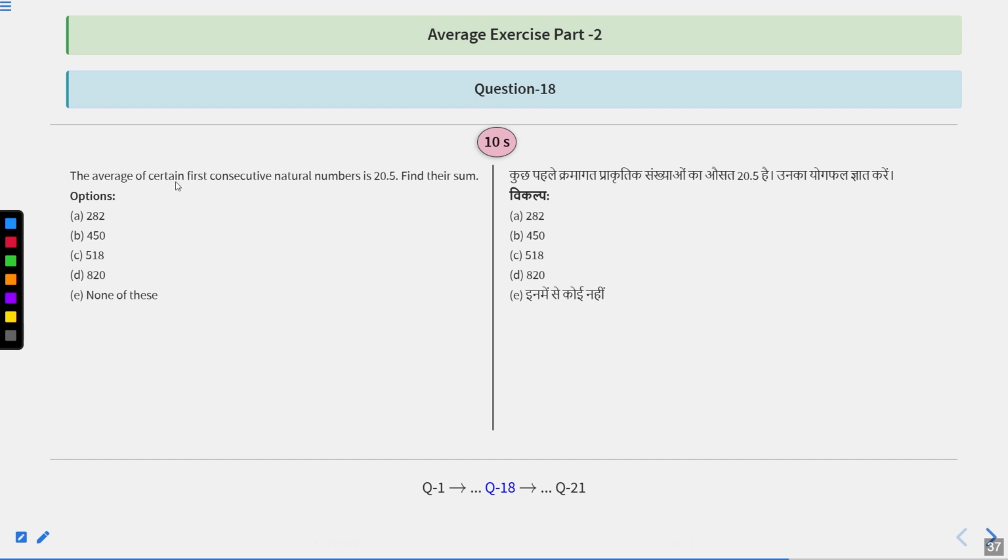The average of certain first consecutive natural numbers is 20.5. Find their sum. You have 5 options and 10 seconds to analyze the question. Your time starts now.